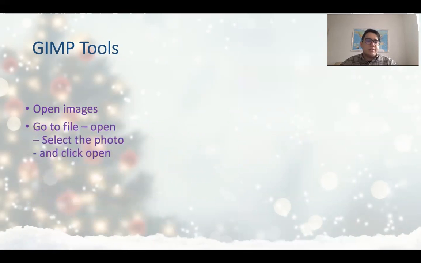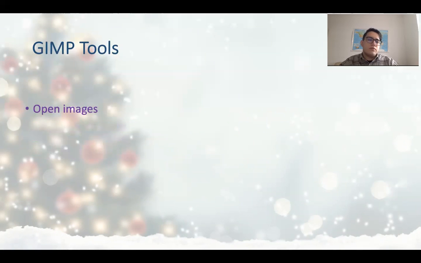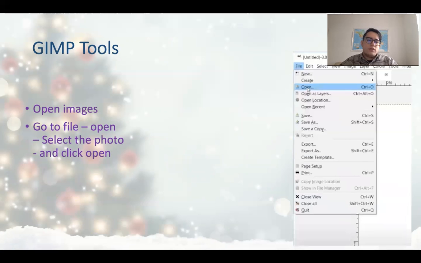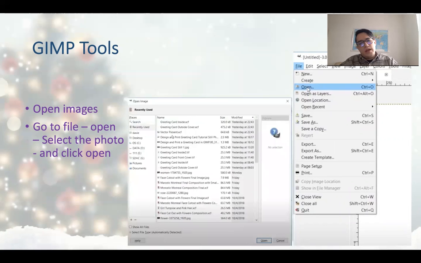The new topic for today about GIMP tools is how to open images. So you go to the File tab and click Open, as you can see in the photo on the right, and then you click Open. Once you click Open, you can select the photo that you want. For example, it's on your desktop or wherever it is, and you select it and click Open.